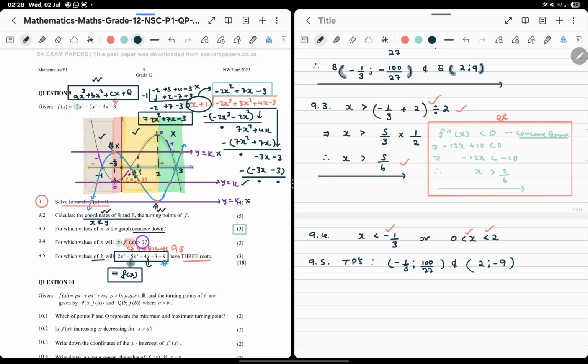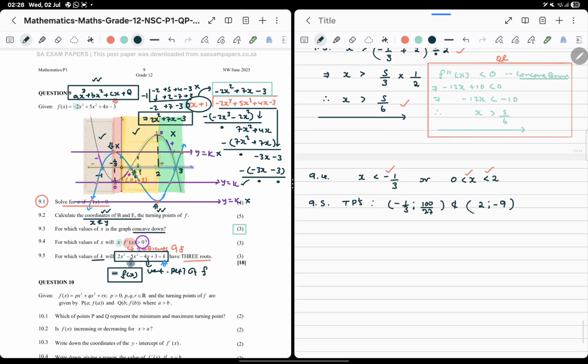So this is a vertical reflection of f. Okay, so we can say therefore k must be less than 100 over 27, but greater than minus 9. Now this is good, and that gives us the extra mark, because I do feel for 3 marks we need to say a bit more than just the sign changes, I suppose, or I believe.